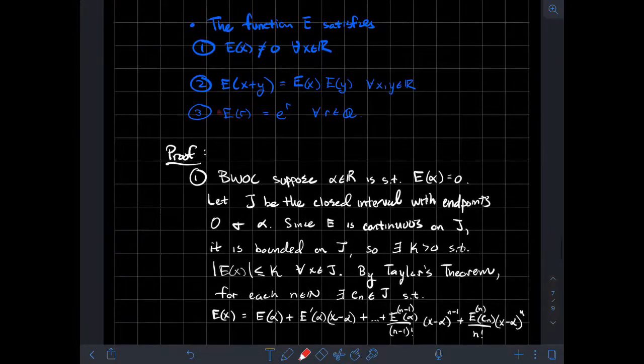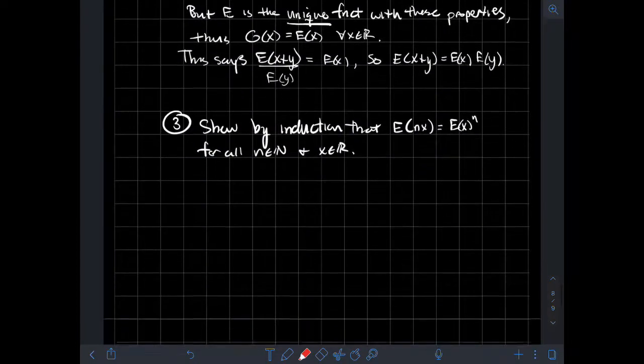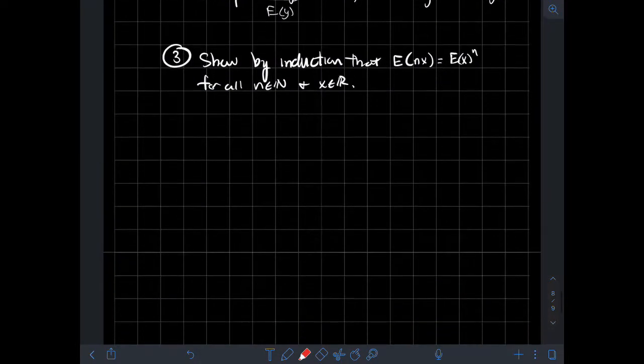We want to show that e of r is equal to Euler's number raised to the rth power for every rational number. So let's go back down and try to do that now. What we're going to do first is show by induction that e of n times x, where n is a natural number, is equal to e of x to the nth power. So induction's fun. Let's do it. Base case, n equals 1. Well, e of 1 times x, that's e of x. And that's the same thing as if I take this number e of x and raise it to the first power. Therefore, yes, this is true when n equals 1. So I'll put a little check mark there.